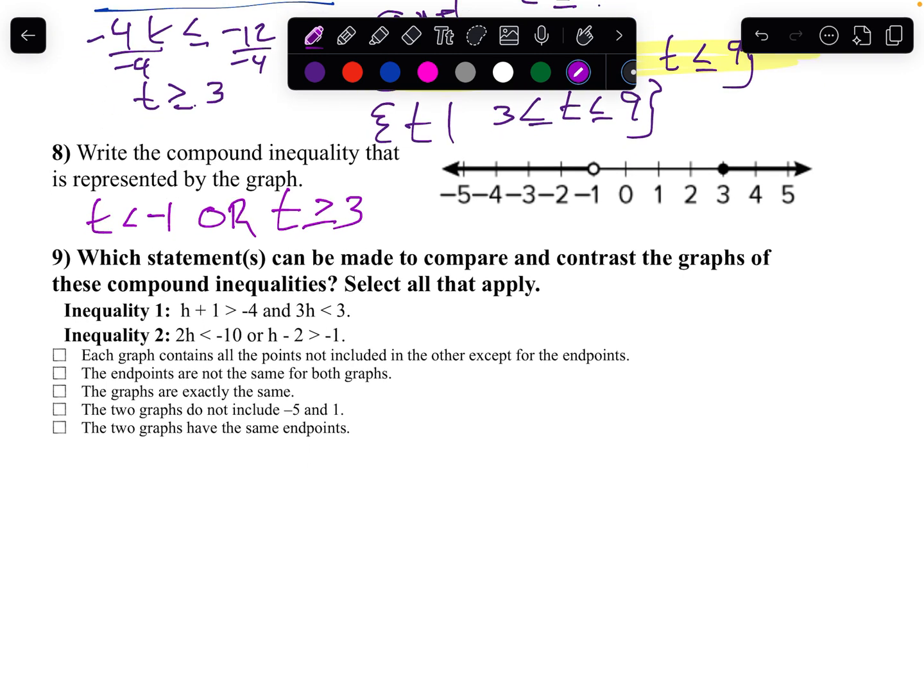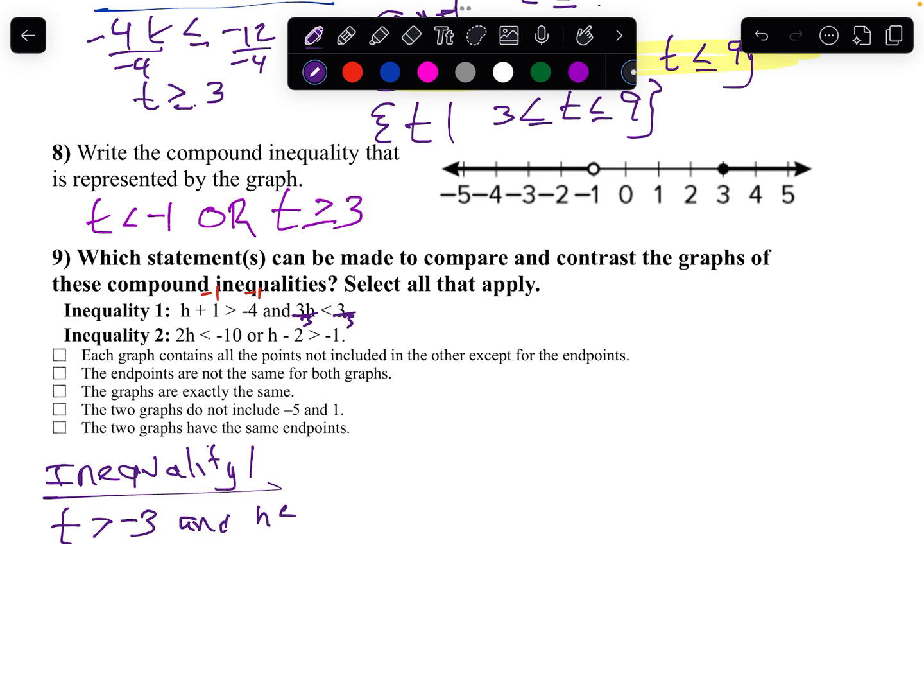Now we're going to do some comparing and contrasting of these two inequalities. First off, let's solve and graph each inequality. So in the first one, I'll subtract 1 from both sides. So I'll write my work down here. So inequality 1. I'm going to have h is greater than negative 3. And divide by 3. h is less than 1.